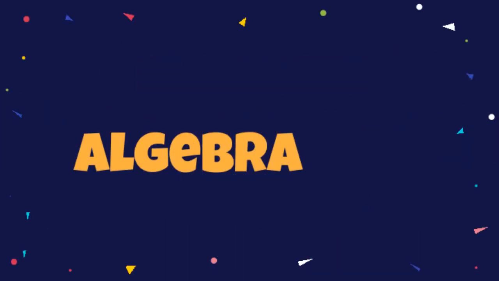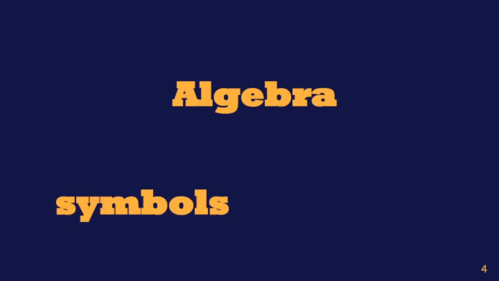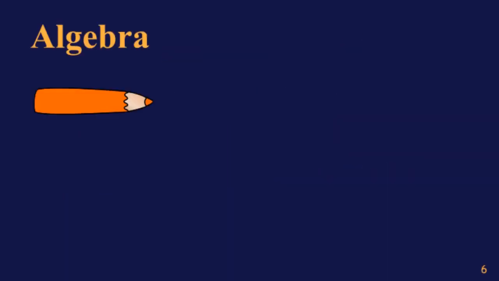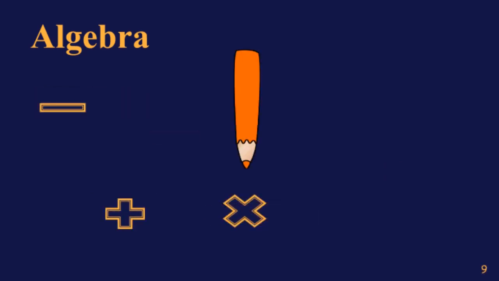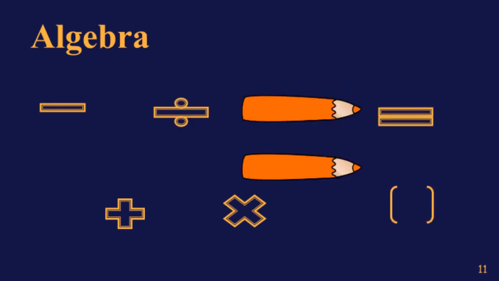In this video we are going to learn about a branch of math, algebra. In algebra, mathematical statements are written with symbols representing the variables. The basic operations are subtraction, addition, multiplication, division, the equal to sign, and yes, parentheses.